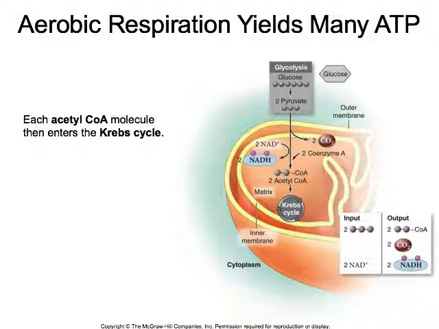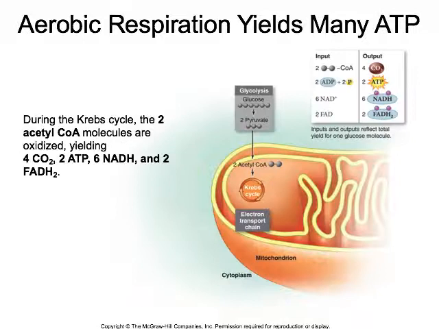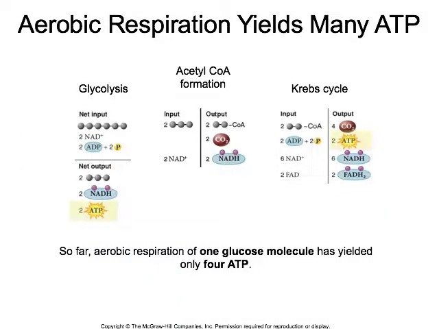Now each acetyl CoA molecule can enter the Krebs cycle, and during the course of this Krebs cycle, 2 acetyl CoA molecules are oxidized, giving us carbon dioxide gas, a little bit of ATP, and a ton of electron carriers. A ton of electrons are loaded into these molecules, which can be delivered to the next step of respiration.